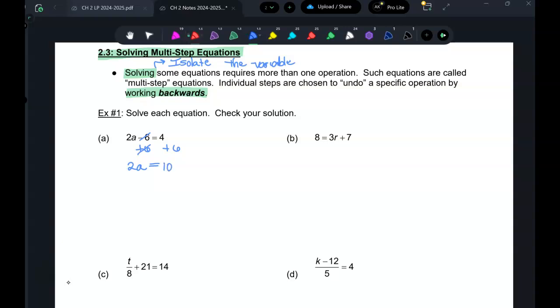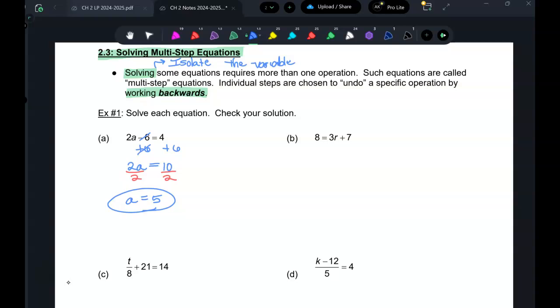Okay, so then we get to divide both sides by 2. Okay, a equals 5. Now, you can check your solution. This is going to be up to you. I don't need to see the work, but 2 times a, so 2 times 5 is 10. 10 minus 6 is 4. That does check. So we can always plug it back in to make sure that it works.